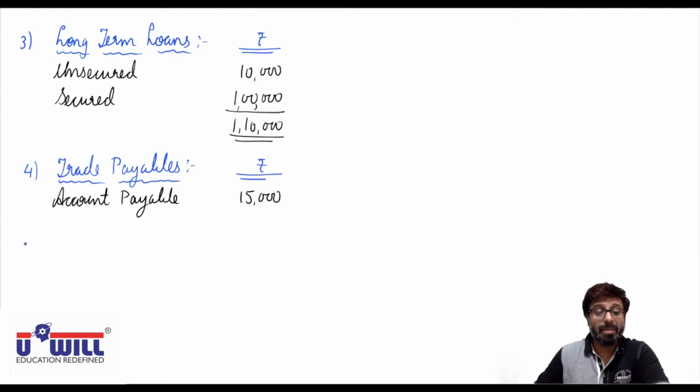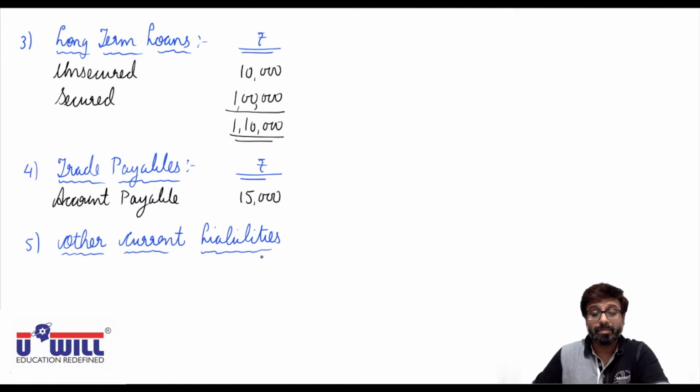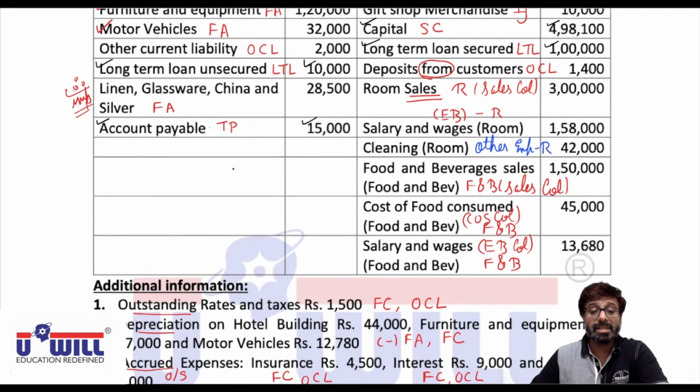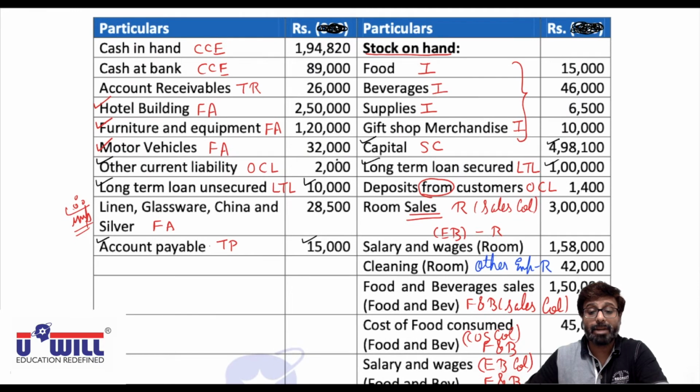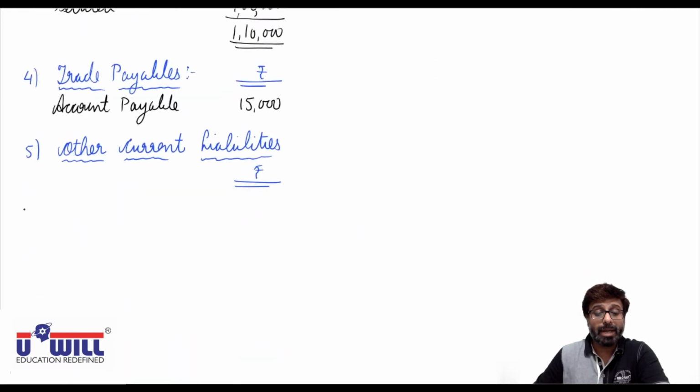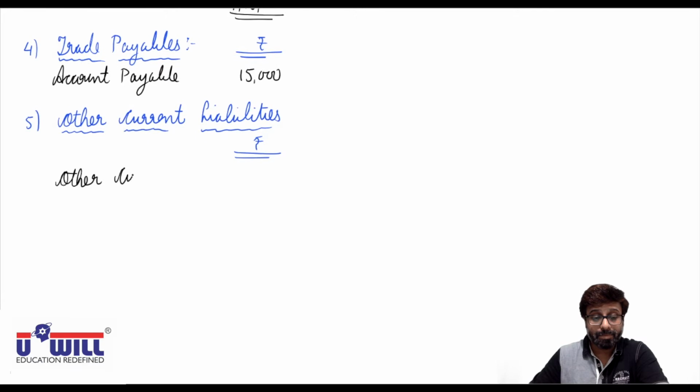Then after trade payables, we have other current liabilities. Also don't forget to see the adjustments to give the effects. Now what all things are marked as OCL? Very first, directly other current liability of 2000 is there. Other current liability 2000.